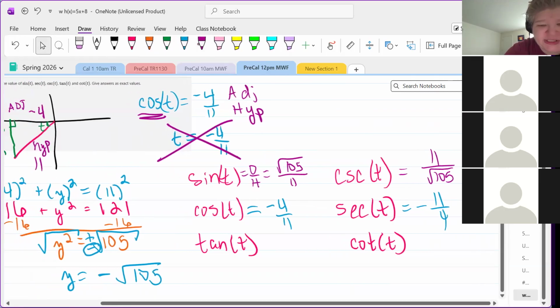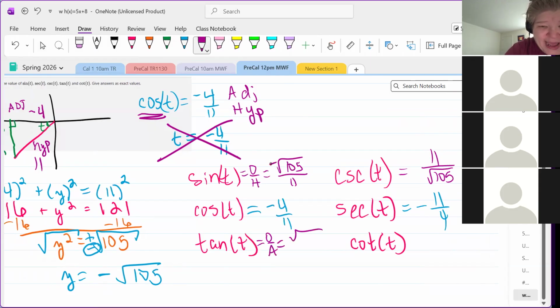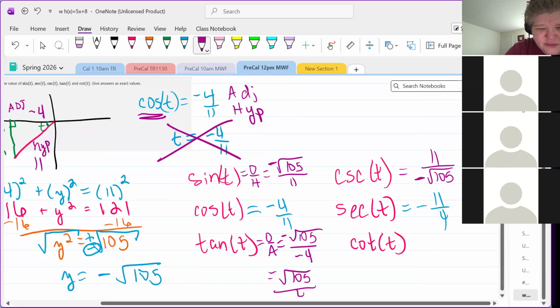And then our tangent, opposite over adjacent. So negative square root of 105 over -4. So the tangent here ends up being positive. And then our cotangent would also be +4 over the square root of 105.